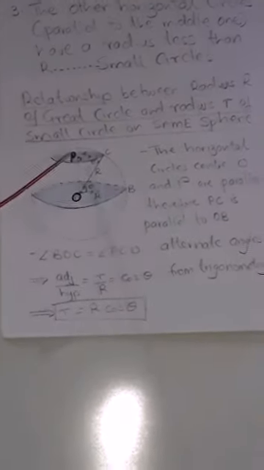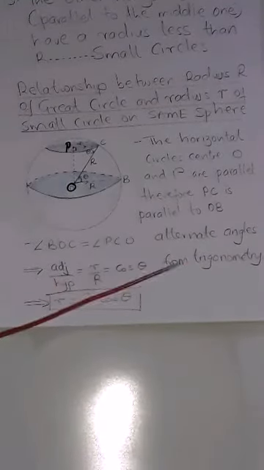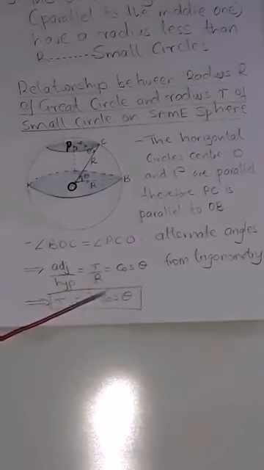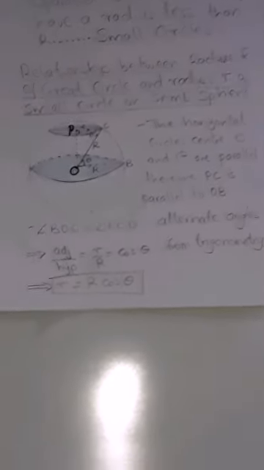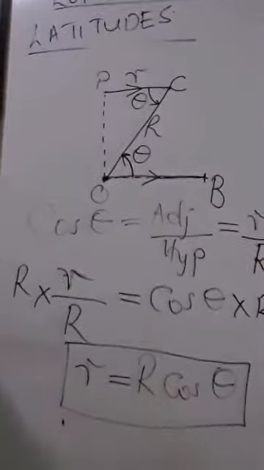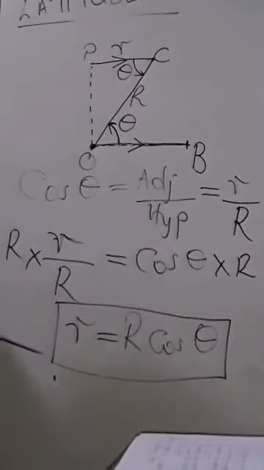And this is what we have shown there. So angle BOC is equal to angle PCO because they are alternate angles lying over a transversal. And therefore, using trigonometry, we find r is equal to R capital cos theta. Now, this is a formula that will help us get the radius of a small circle on a sphere. Okay, you have seen that. Then we move on to an example.